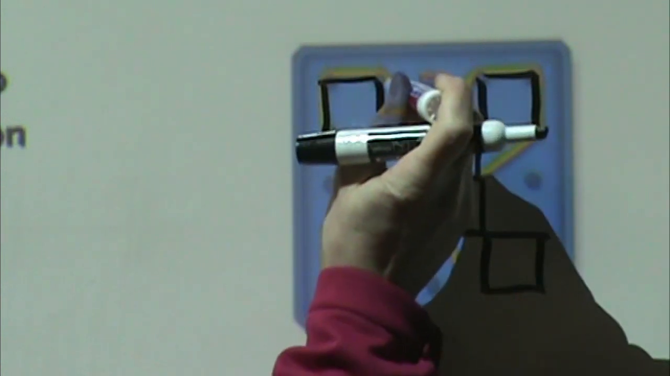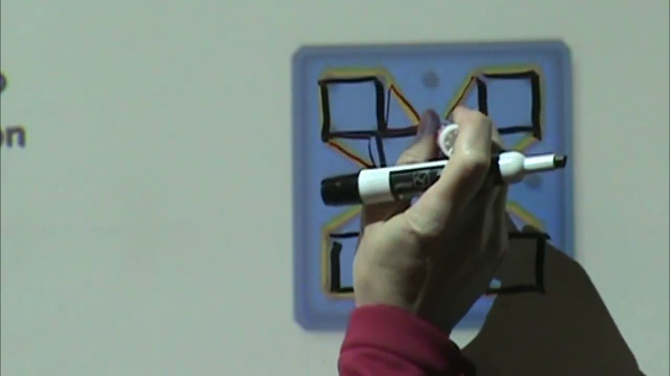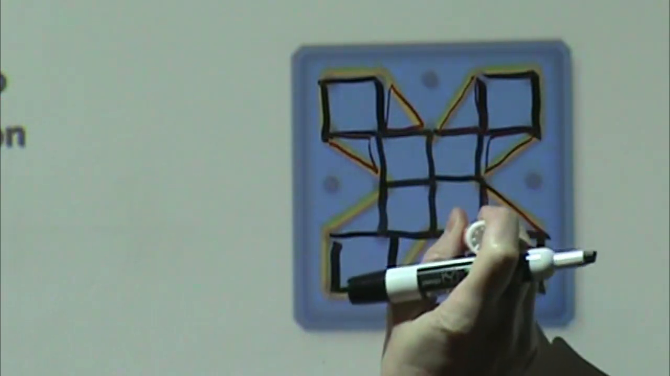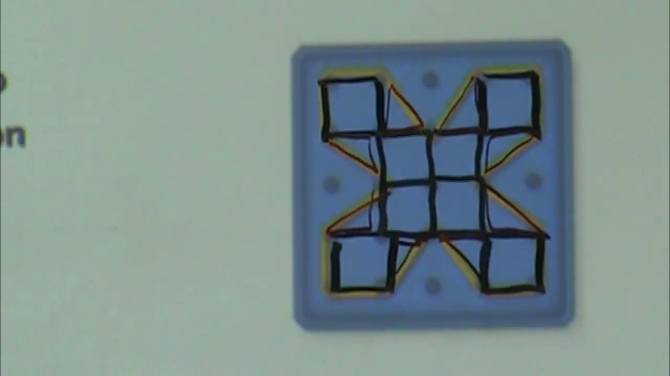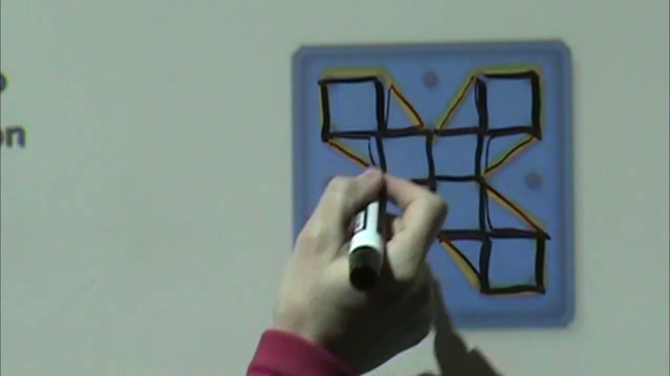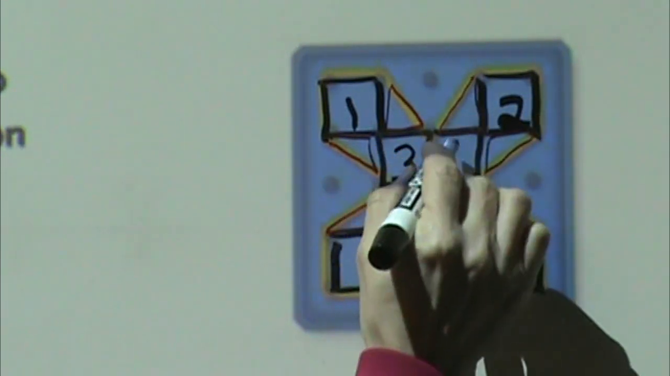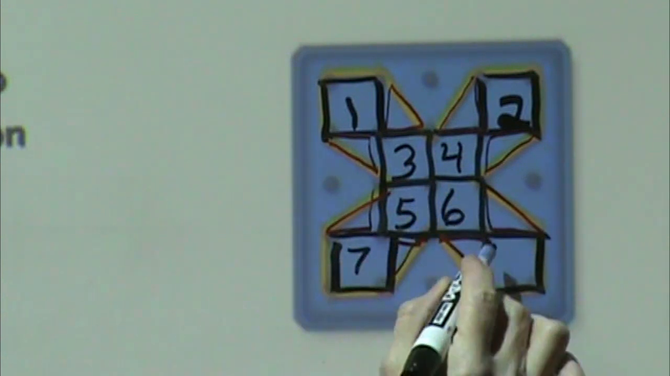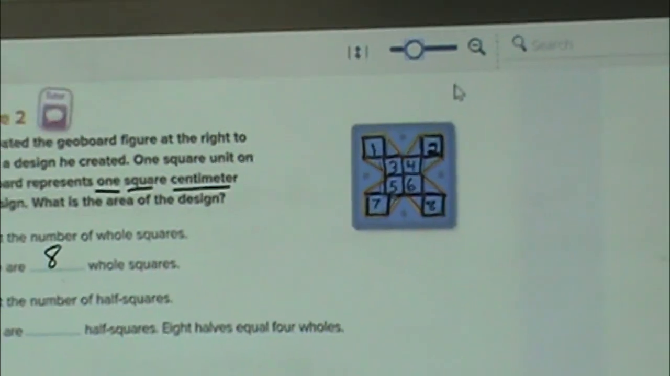I'm going to trace our halves in red. There's a half there. This way our eyes just see the halves and wholes easier on these geoboards. Okay, and now we're going to go ahead and count the number of whole squares. Count with me and write the numbers. 1, 2, 3, 4, 5, 6, 7, 8. There are 8 whole squares.